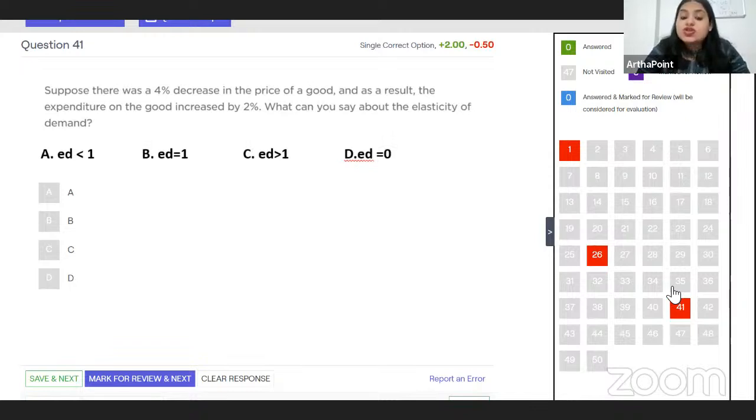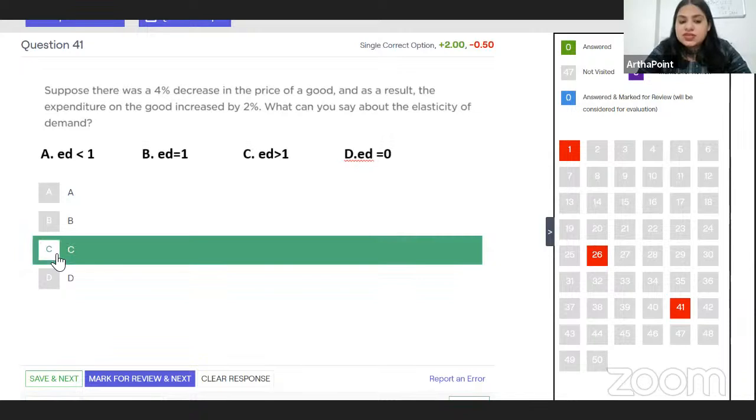When price and expenditure move in the same direction, what do you do in that case? If demand is inelastic, price and expenditure move in the same direction. If demand is elastic, price and expenditure move in the opposite direction. So in this case, they are moving in the opposite direction, and therefore we know that the elasticity should be greater than 1. So the correct answer will be C. This is how you can do these kinds of questions.